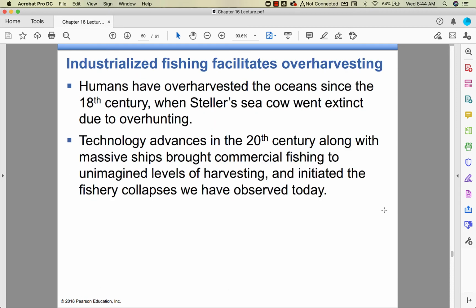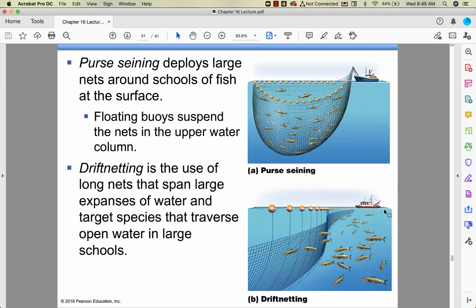A lot of what happened is a direct result of industrialized fishing rather than a couple guys with a boat and a line. Some of these commercial fishing methods that you're going to see in the next few slides have really decimated the fisheries. You get huge quantities of fish, but you can't do it for a long time. Big ships and big operations are really what's caused a lot of the issue. So you need to know these different methods of fishing.